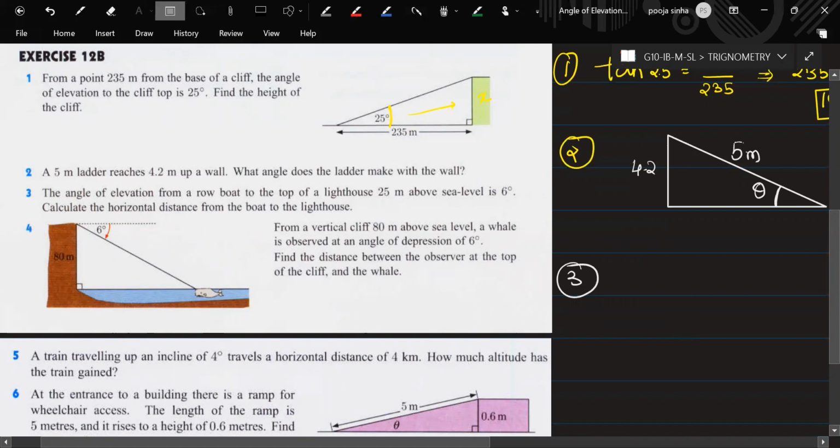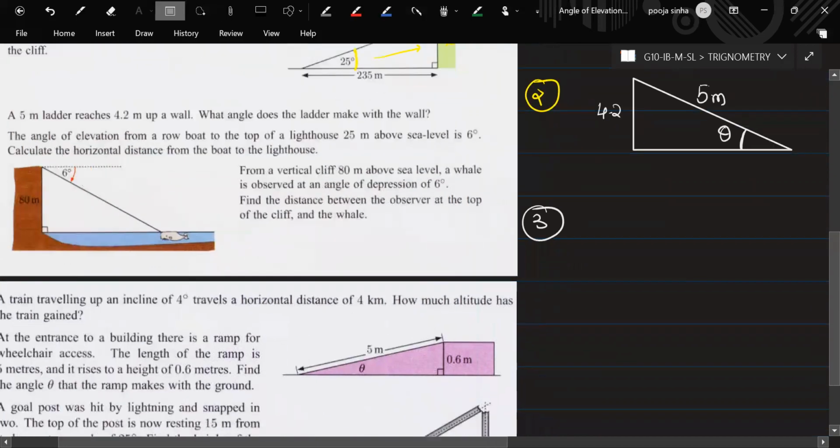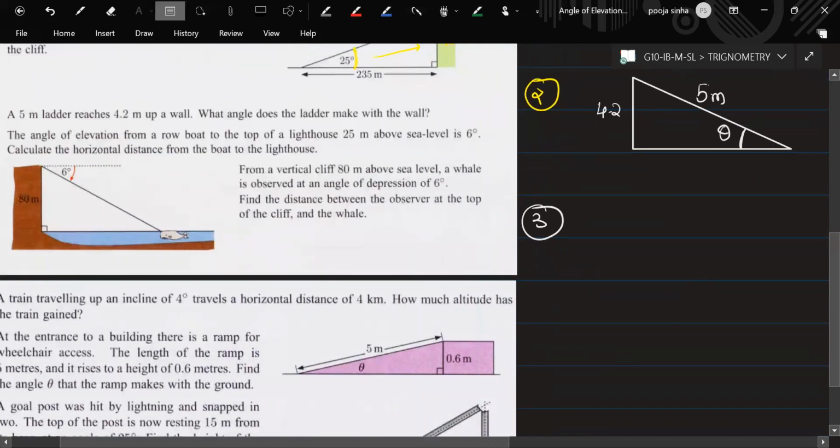Wait, Miss, they haven't made it. So Miss, this will be looking up, and we'll have the height as 25 and the theta as 6. Please make the diagram here. Make your diagram here. Yes, just 1 second.